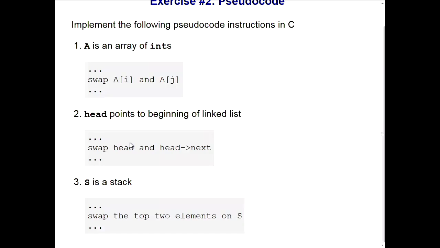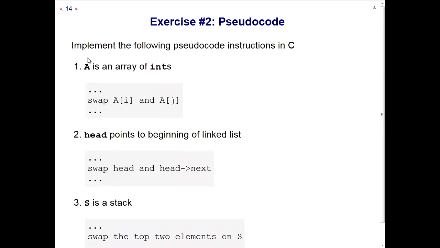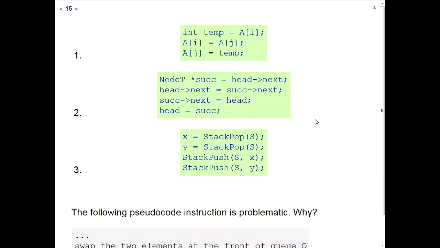Suppose we have a stack, and the pseudocode now says swap the top two elements on S. Anyone? Of course, we can use the standard stack operations. You pop the first element, store it in I, pop the second element, store it in J, and then push I and then J, and then you have reversed them. Yep, very good. This is exactly what you have to do.